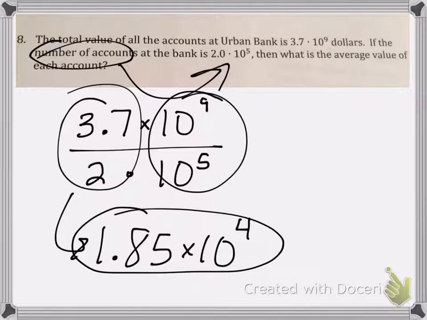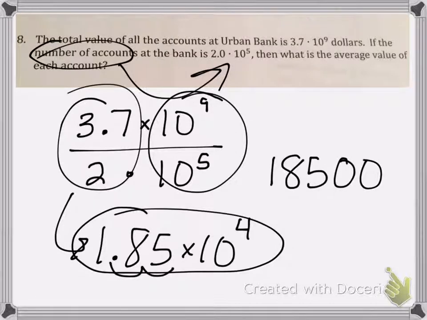If you'd like to convert this into standard form, just so you have better perspective of how much money that is, you would move the decimal 4 times, and after 2 spots, you've run out of room, which means you have 2 more placeholders, and the average value of each account is $18,500.